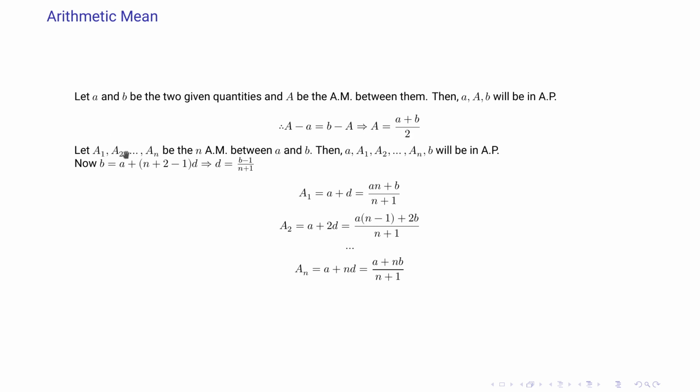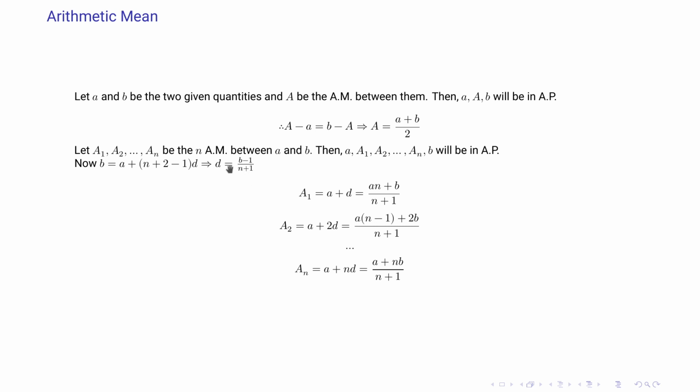Now the question is, if there are n arithmetic means A1 to An between a and b, then how do we find them? So the series small a, capital A1, capital A2, up to capital An, b will be in AP. So now you can see that there are n plus 2 terms here. So b will be the first term, which is small a, plus (n plus 2, which is the number of terms, minus 1) into d. So the common difference would be b minus a, not b minus 1, sorry, it is a typing mistake, b minus a by n plus 1.